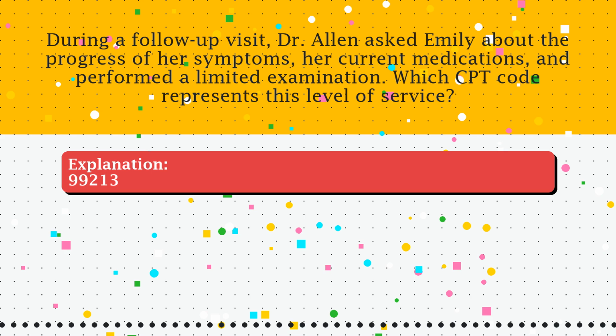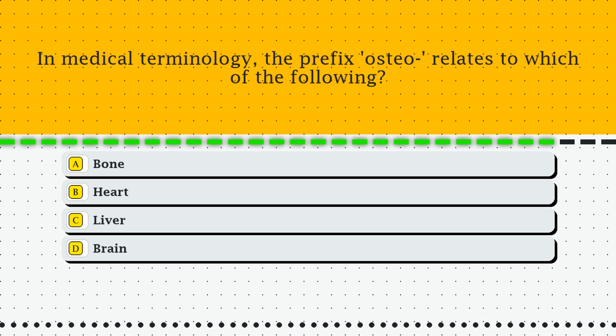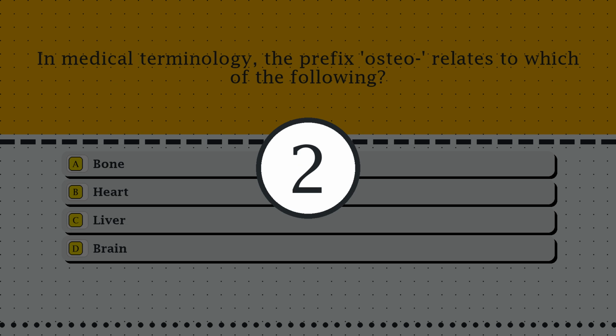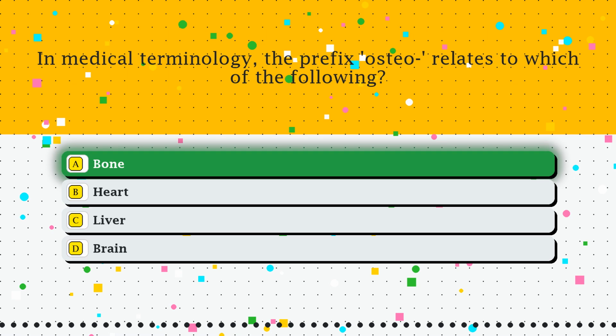99,213. Question 225. In medical terminology, the prefix osteo- relates to which of the following? Option A, bone. Option B, heart. Option C, liver. Option D, brain. The correct answer is option A, bone.